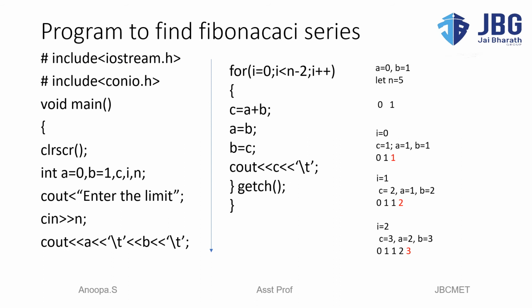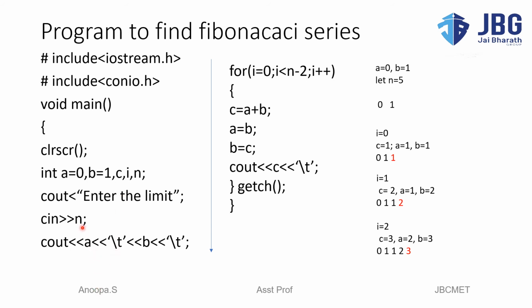This is a program to find the Fibonacci series of a number. These are the header files, and this is the main program. Now, a equal to 0, b equal to 1, c, i, n. This is an example just to show different types of variables. Now enter the limit. Limit means if I give the number as 5, it will print 5 numbers of the series. Now see, print a and b.